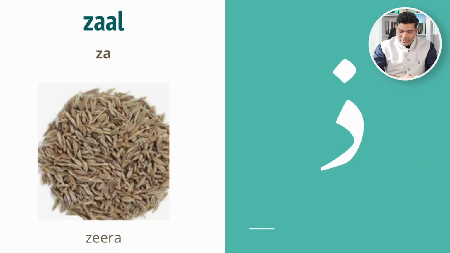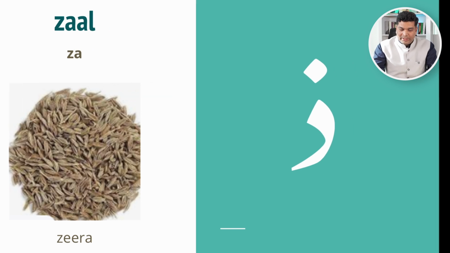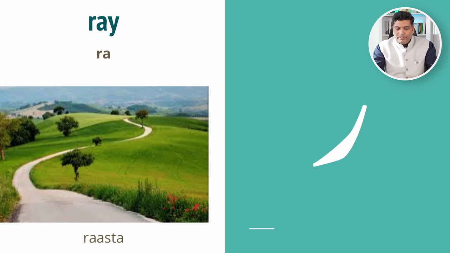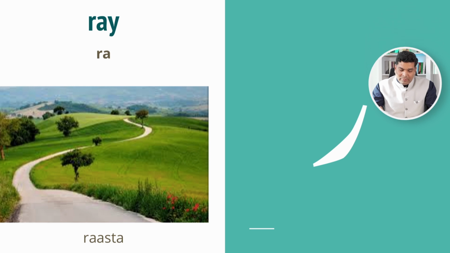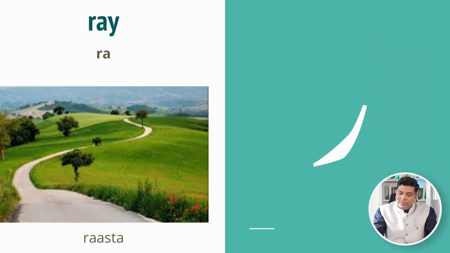Moving ahead, we have another one called Zal, which gives you the Z sound. For example, zira is a word that could come from here. This completes another group. Now you have another group appearing on your screen. This one is called Re, for rasta. The letter is called Re, and it gives the sound Ra.